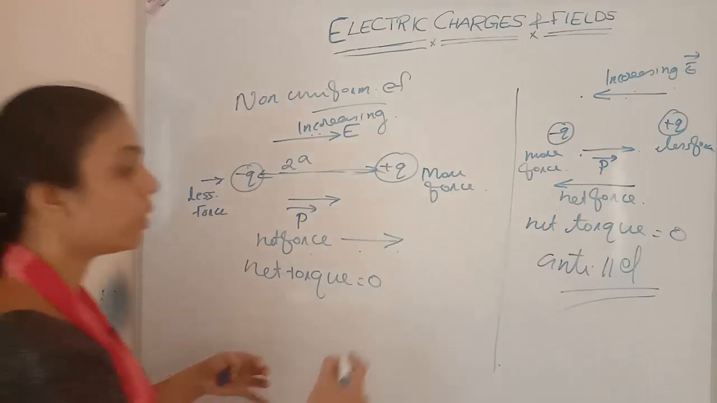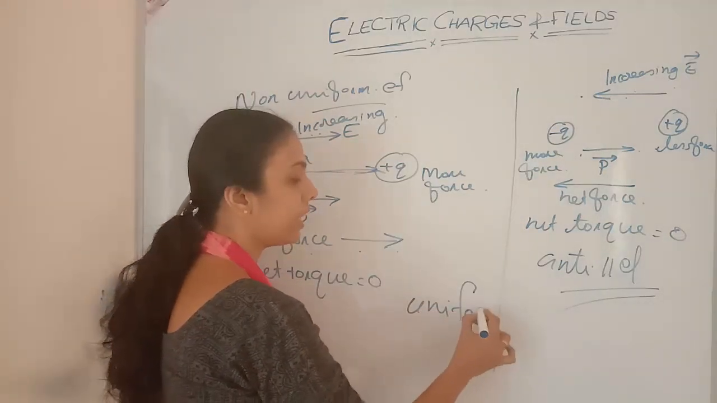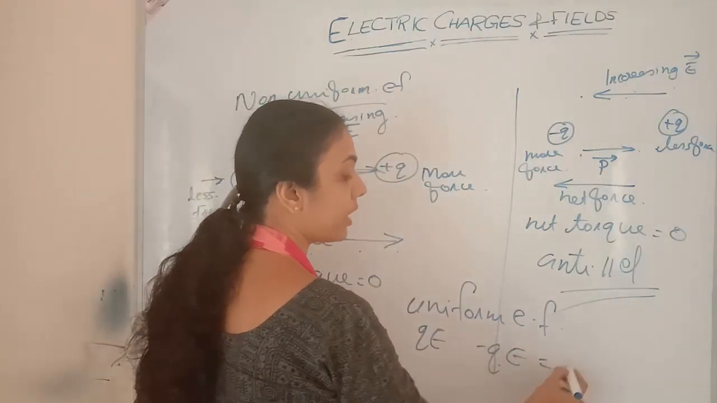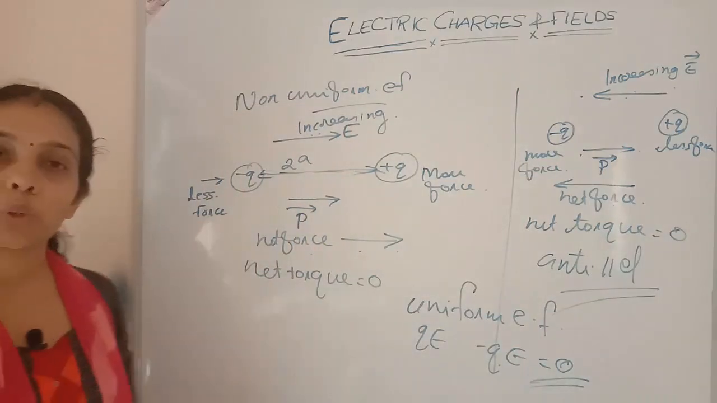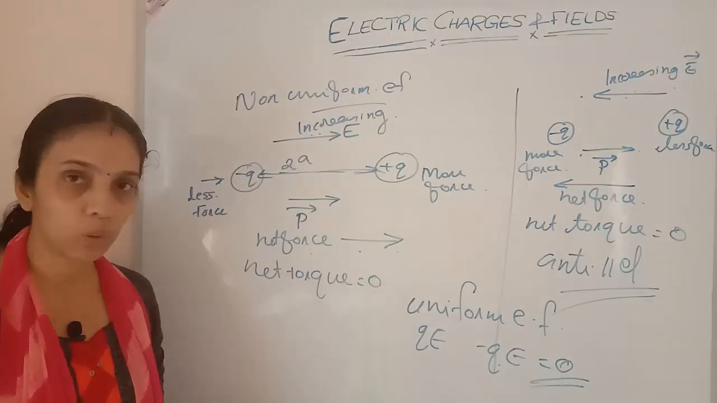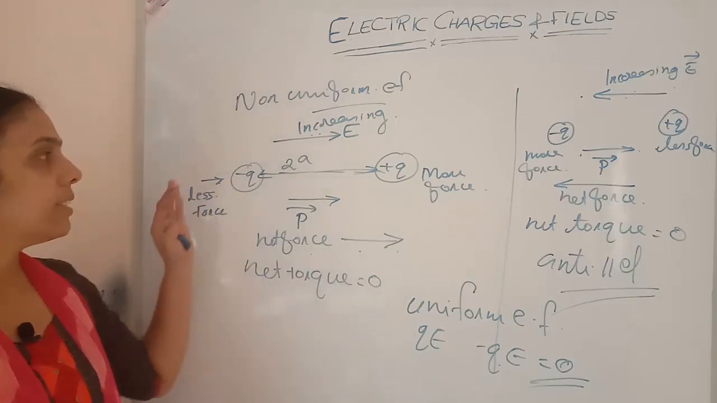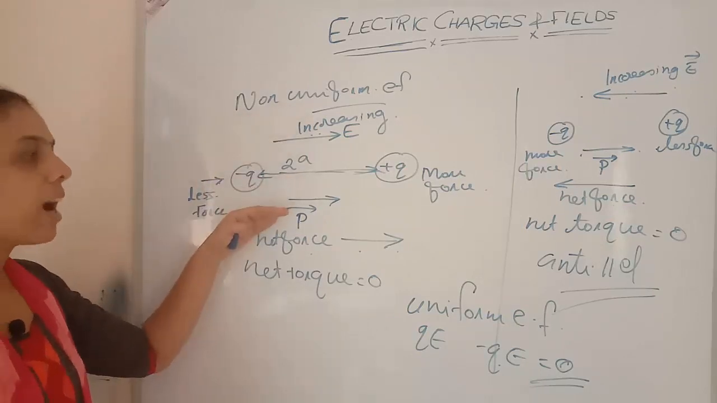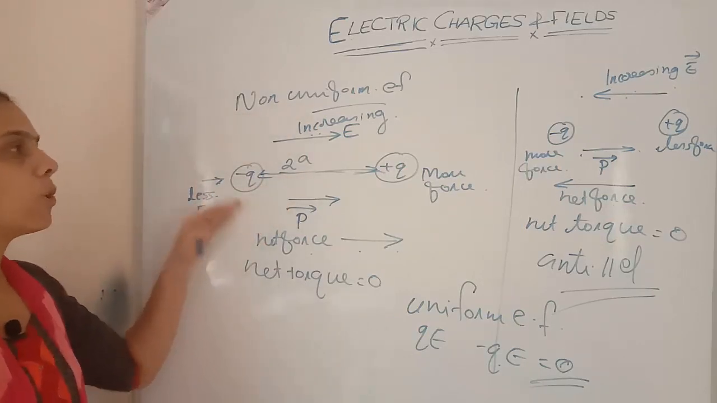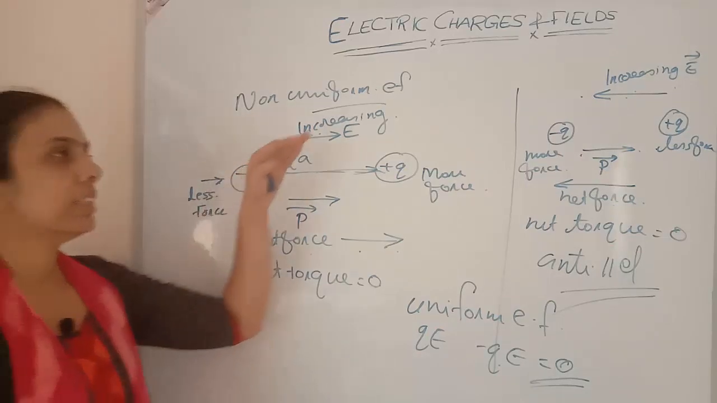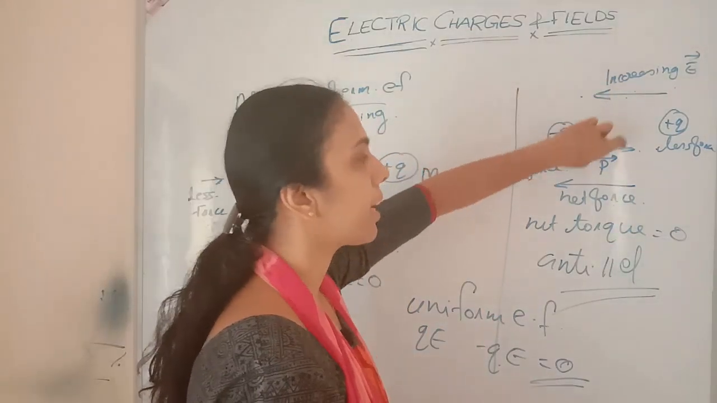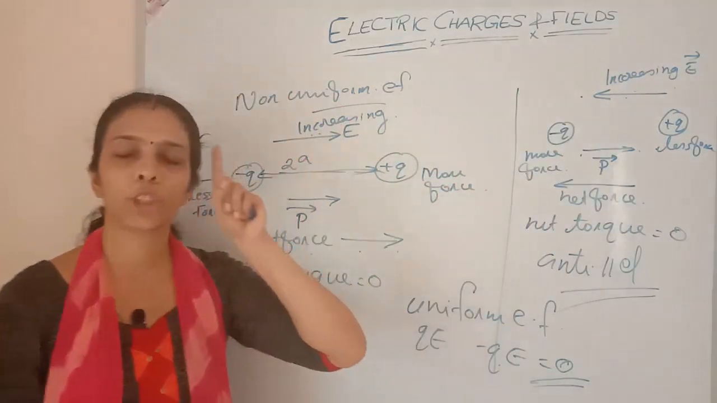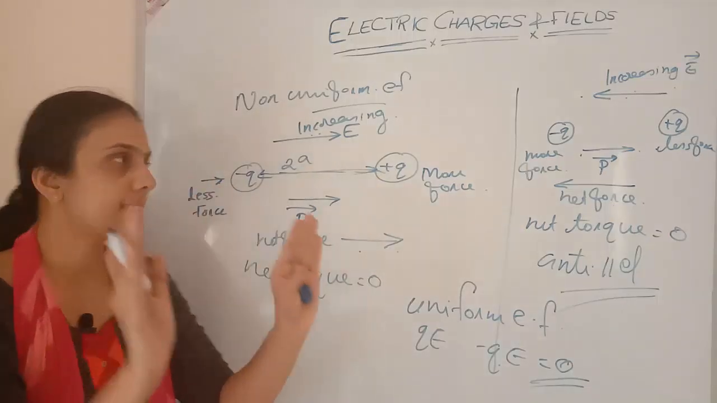If it is a uniform electric field, what will happen? QE and minus QE, it will be equal to 0. If it is uniform, net force acting on the system will be equal to 0. But in the case of a non-uniform electric field, if E and P are parallel to each other, net force also will be acting in the same direction. If E and P are anti-parallel to each other, then net force will be acting opposite to the direction of P. This one you should just understand, that's all.